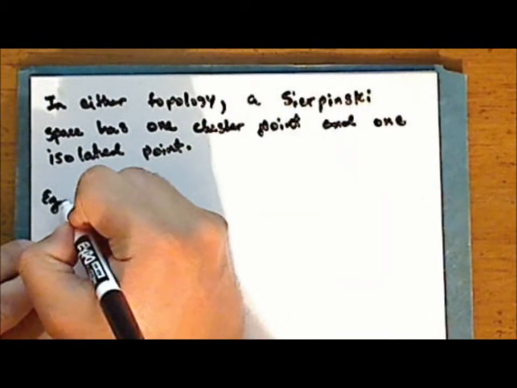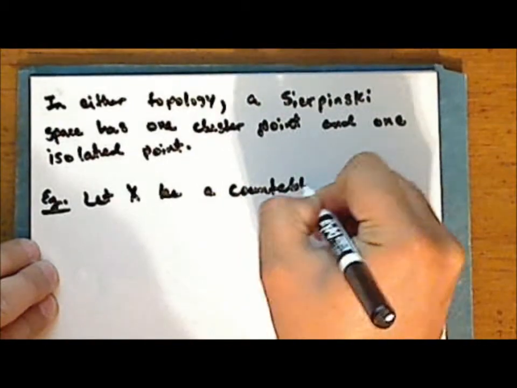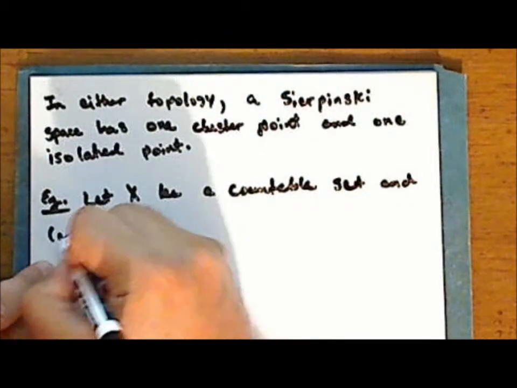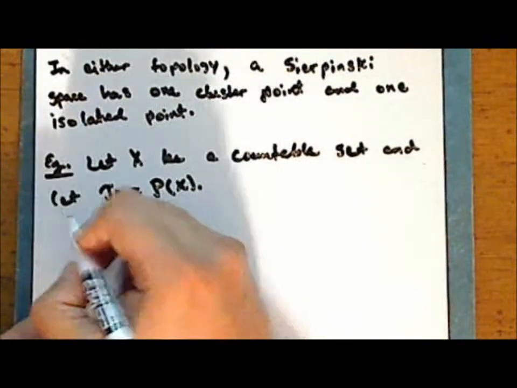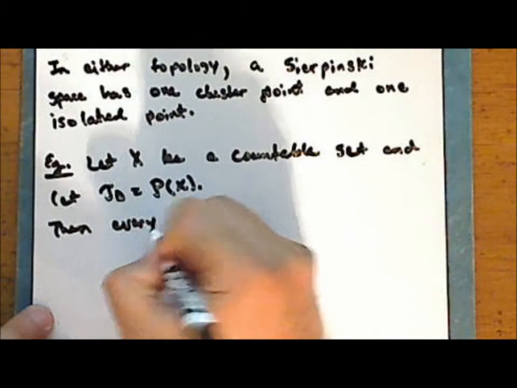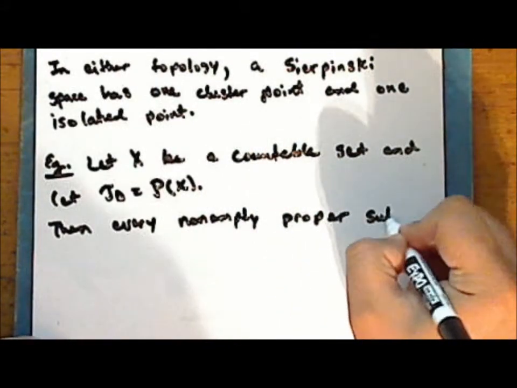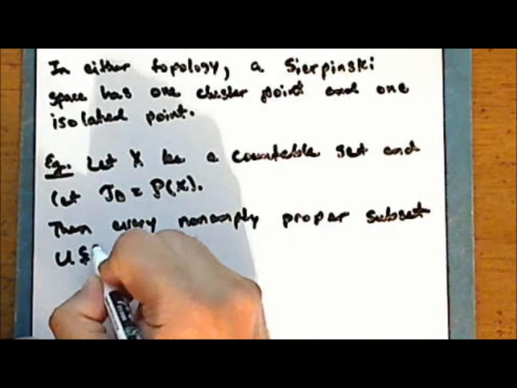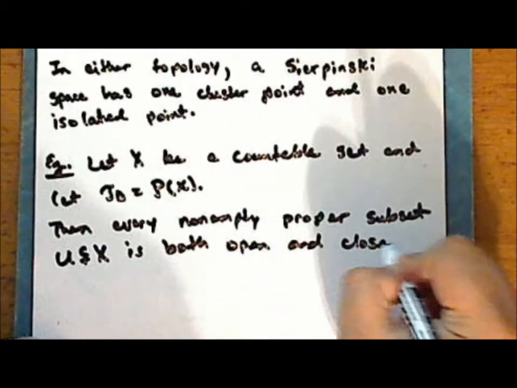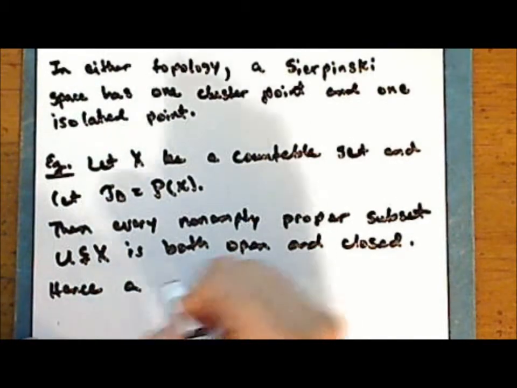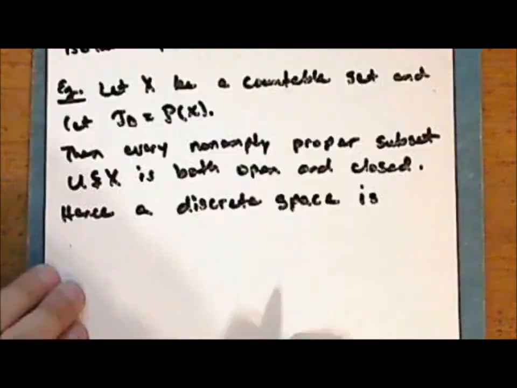So next we'll look at the discrete space. Let X be a countable set, and let tau sub d be the power set of X. That is the discrete topology on the set X. Then every non-empty proper subset U of X is both open and closed, and hence a discrete space is completely disconnected.